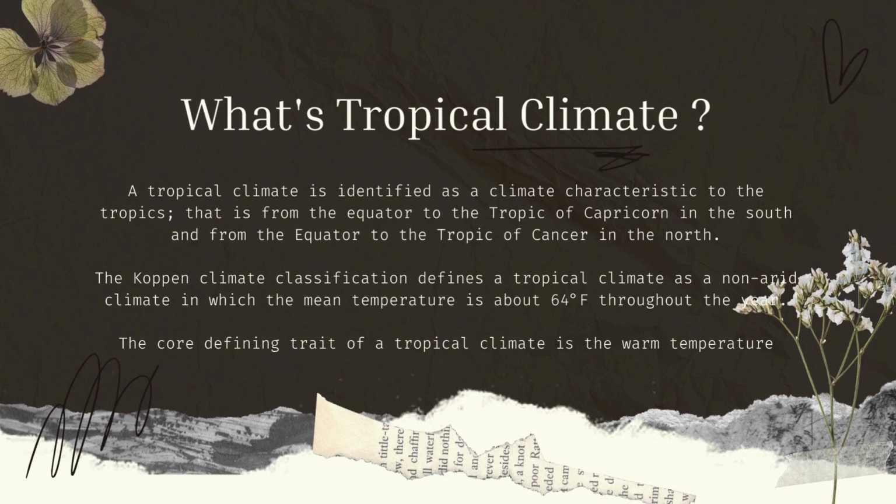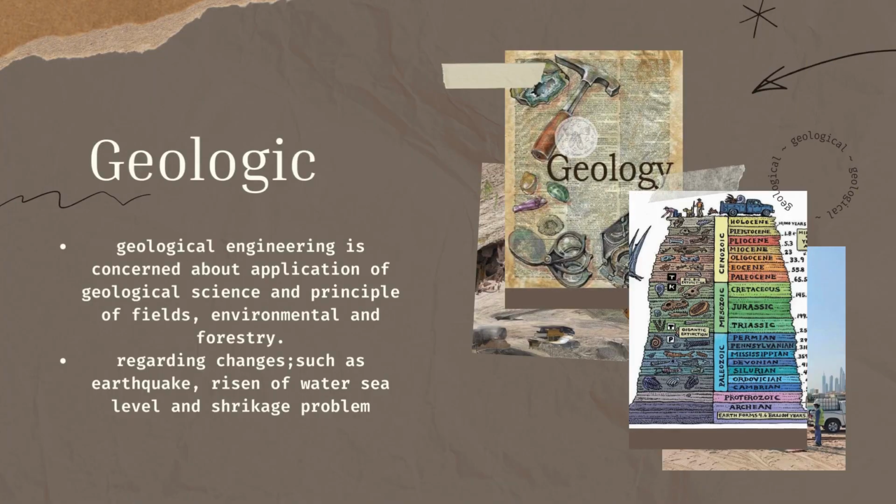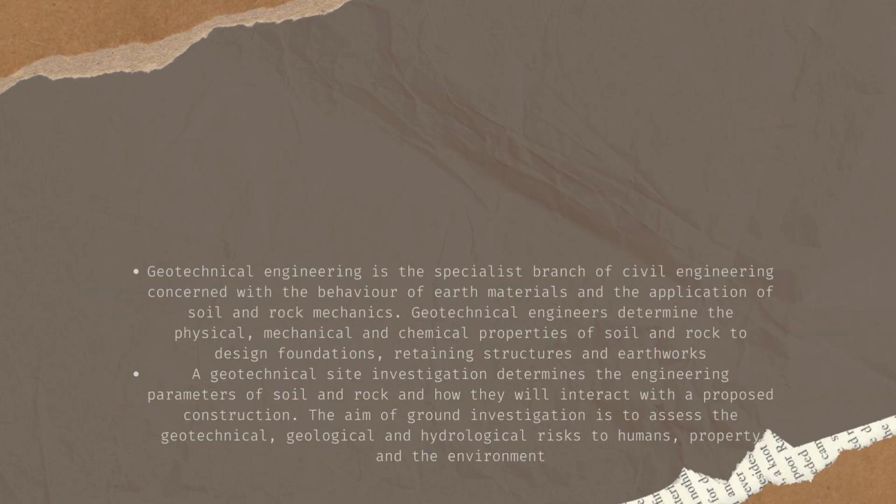The Köppen climate classification defines a tropical climate as a non-arid climate in which the mean temperature is about 64 Fahrenheit throughout the year. The core defining trait of a tropical climate is the warm temperature. Geological engineering is concerned about the application of geological science and principles to fields such as environmental and forestry, regarding changes such as earthquake, rising of sea level and shrinkage problem.